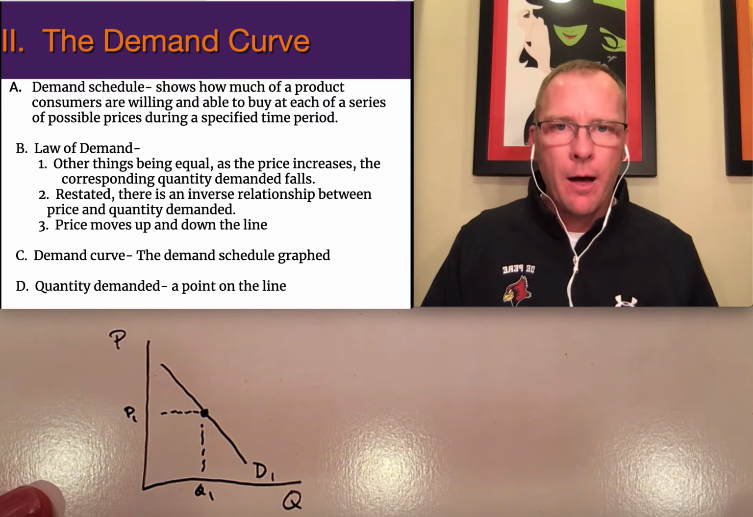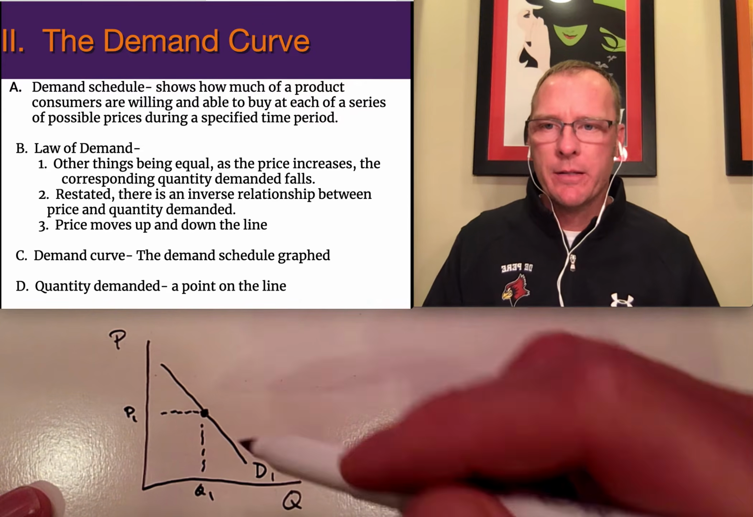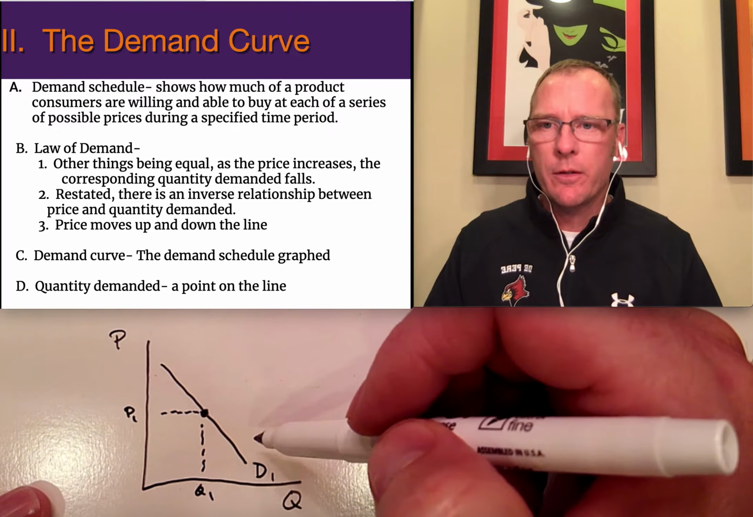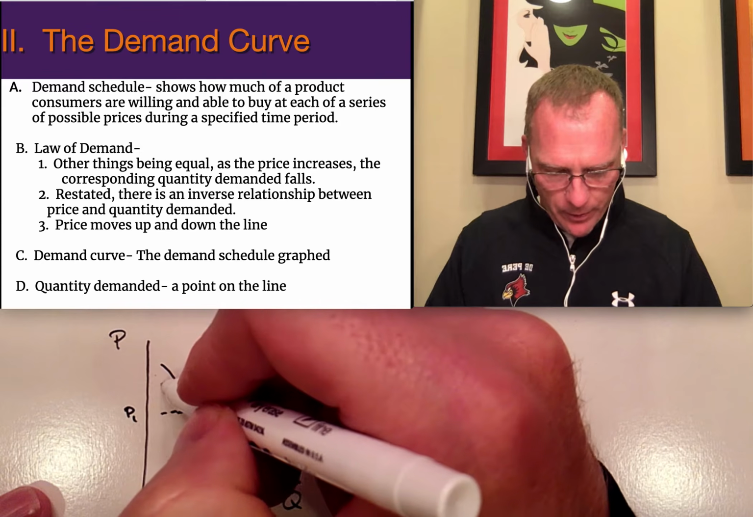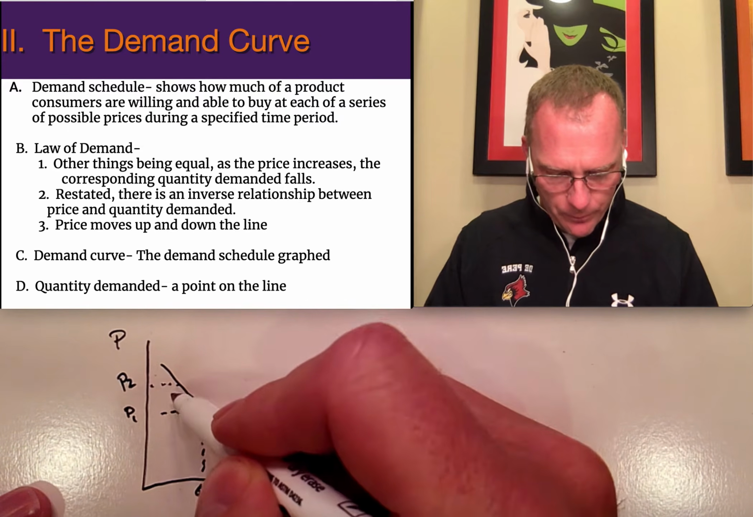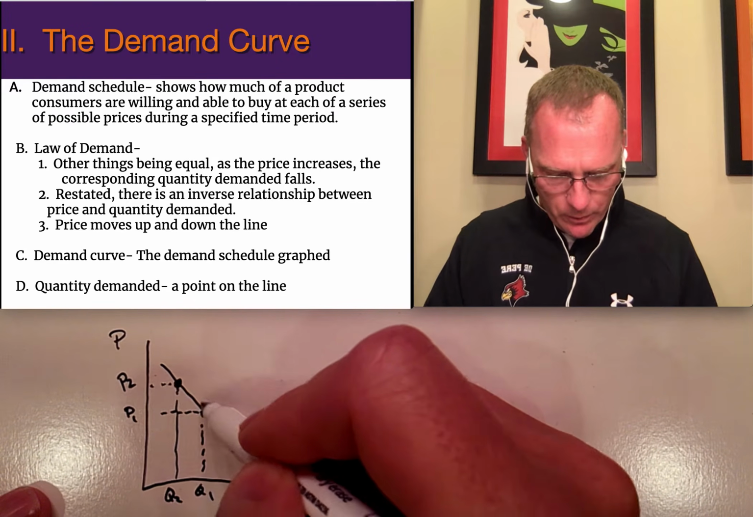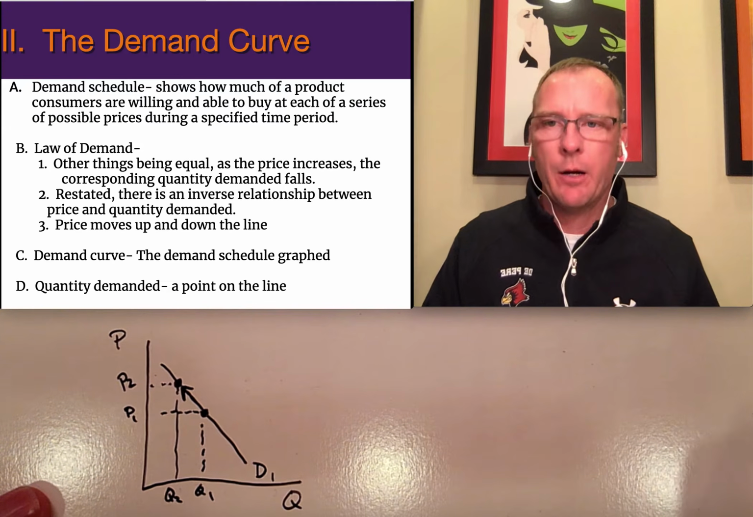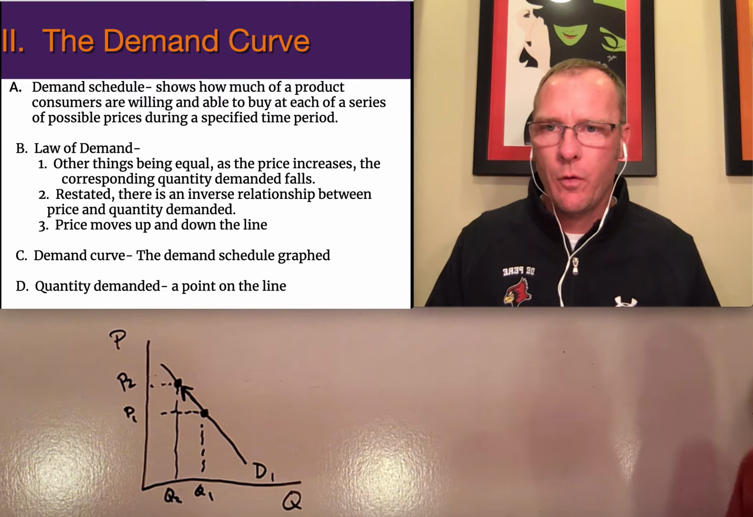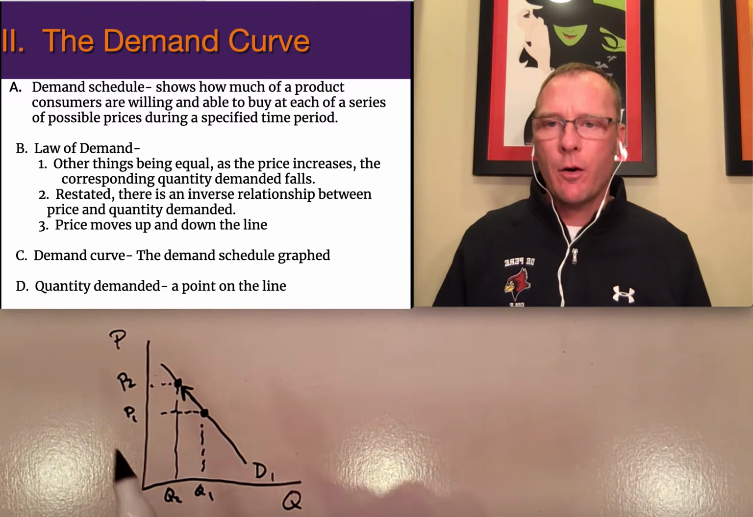Any time that I decide to raise or lower the price, I am moving up and down this line. So if I decide to raise the price up here to P2, we're going to lose some quantity here to Q2, right? So that's what it's talking about. You're moving up and down the line. So the demand curve is just this line.